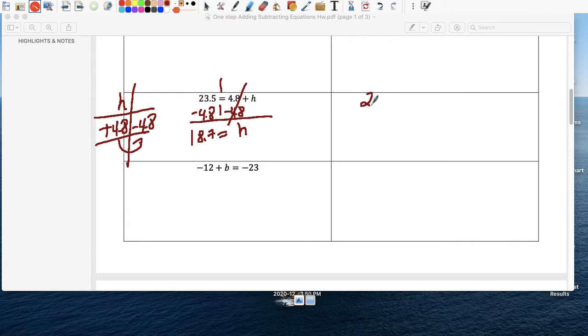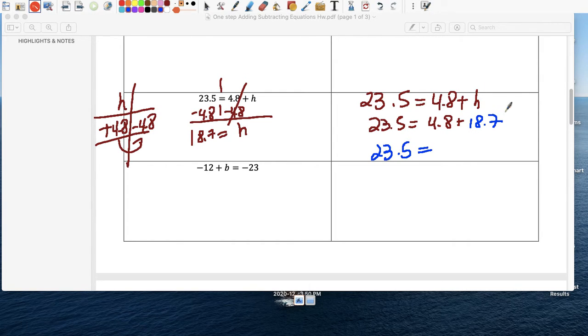Let's see if that's true. Let's plug it in. 4.8 plus h equals 23.5, and we're going to replace the h with 18.7. Are they equal to each other? We can do that right here, no calculator. 5, carry 1, 12, 13, 23. Yep, they're equal to each other.